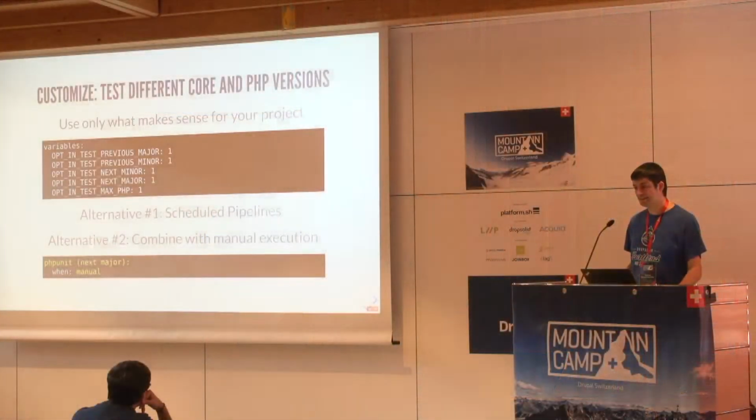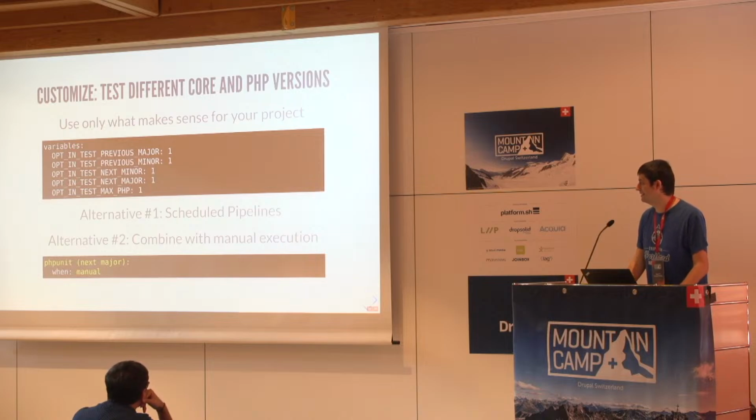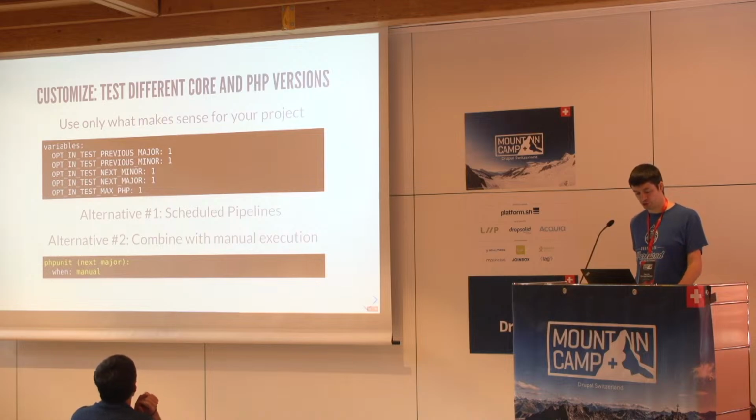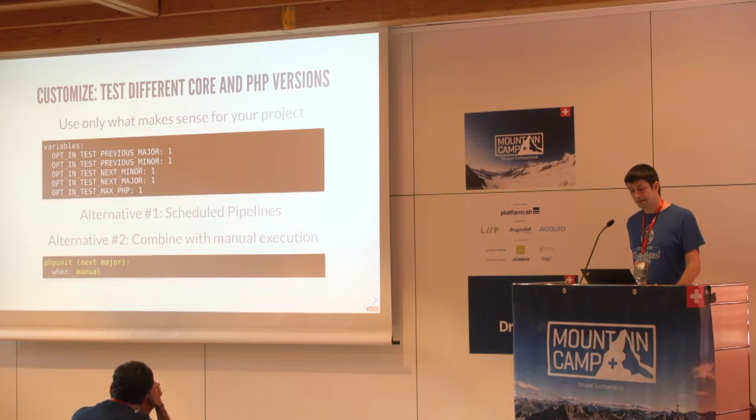By default, testing is done against the current Drupal version. So currently that's 10.2. You can opt in to testing with the previous minor or major version, and the same for the next version, and you can also test the max PHP version. So you can use some of these. I would probably, in most cases, you probably don't want all of them. It's probably enough to test maybe the current version, the next minor or major or so, to reduce the amount of tests.